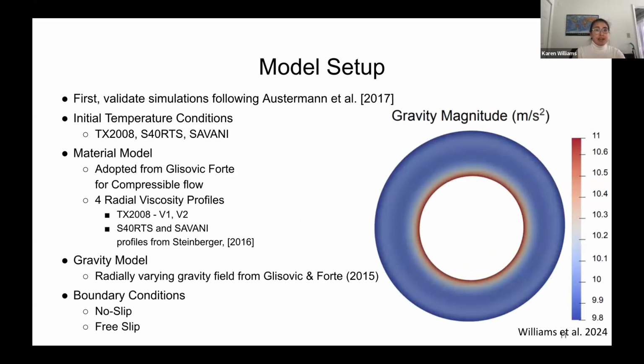We impose a radially varying gravity profile from Glišović and Forte 2015, which is shown here on the right. So all 4 Earth models, that would be TX2008 paired with V1, TX2008 paired with V2, and then S40RTS and Savani, are all tested with both a no-slip and free-slip boundary condition. So that gives us a total of 8 different model setups.